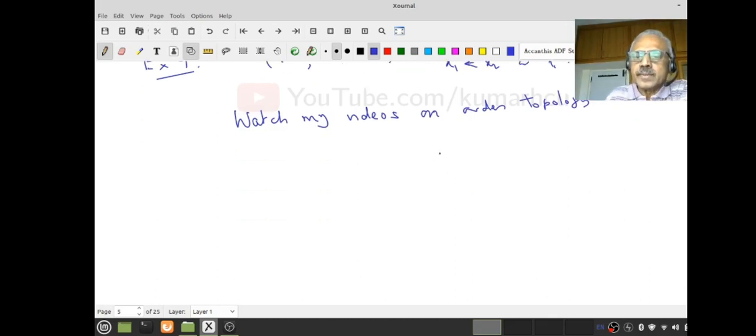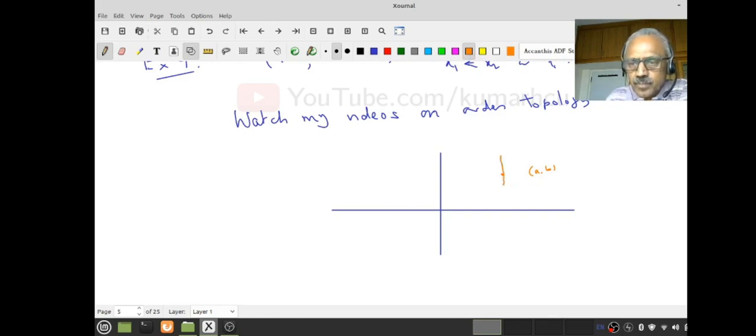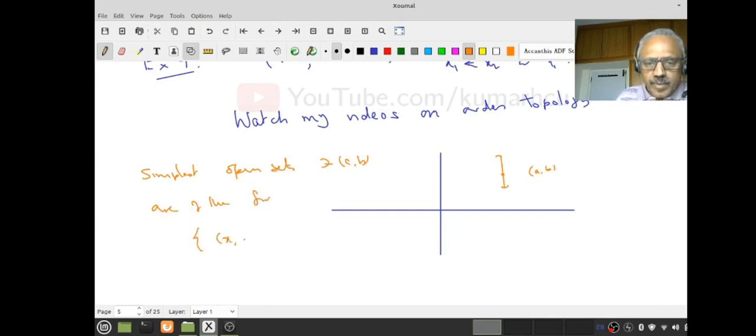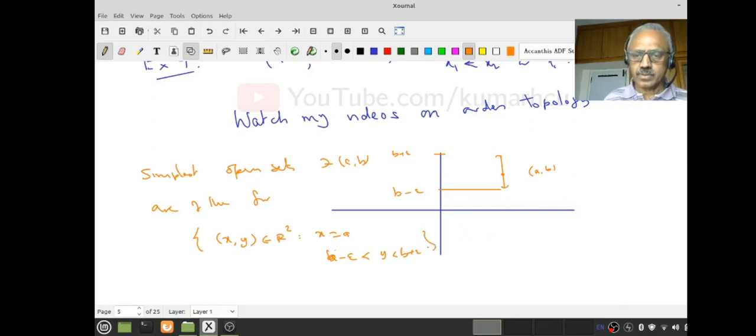I don't want to spend more time, but let me look at this. If I take a point (a, b), the simplest open sets containing it are of the form {(x, y) in R^2 : x is a, but y is between b minus epsilon and b plus epsilon}. So this is b minus epsilon, this is b plus epsilon. Okay, these are the simplest open sets. Keep that in mind.